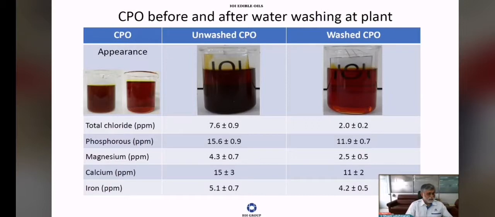And removal of calcium and magnesium is also good because calcium and magnesium also interfere with the degumming of the oil. They also consume some of the phosphoric acid that is used in the degumming process in the refinery. So yes, there is a lot of improvement in the oil just by washing it. Next slide, please.